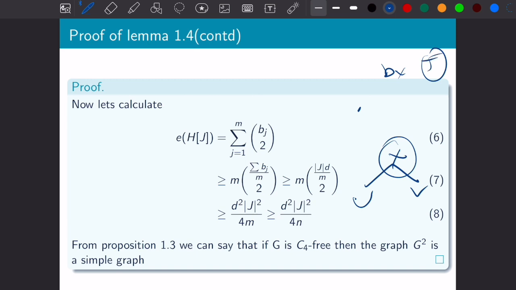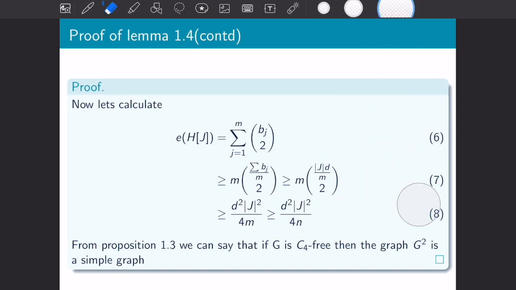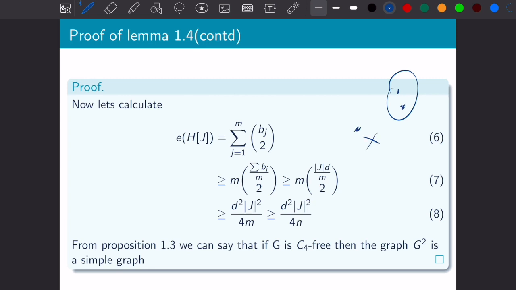So for these edges between u and v to happen, we need to select two vertices from J which are neighbors of x, and they too will have an edge between them in H of J. Suppose there are two vertices, n1 and n2, that have an edge between them. These two need to be the neighbors of x. So the number of ways to select these n1 and n2 is going to be bx choose 2.